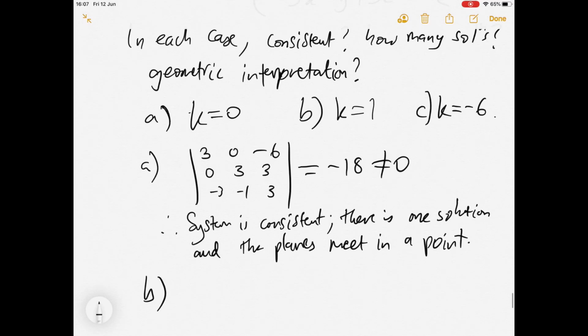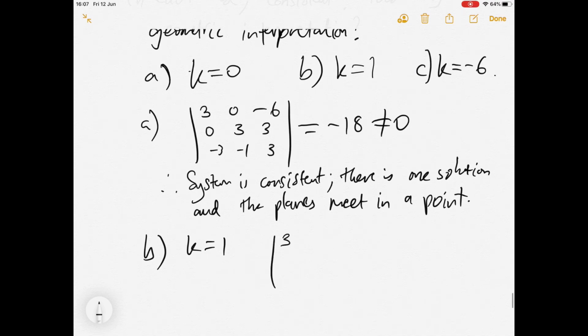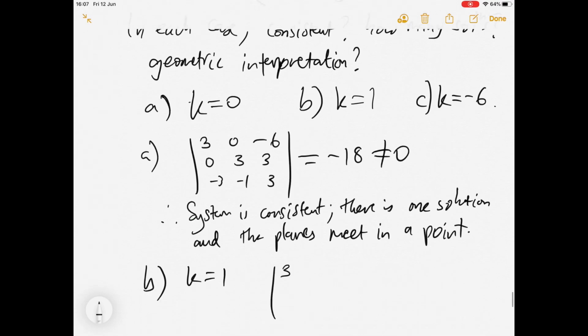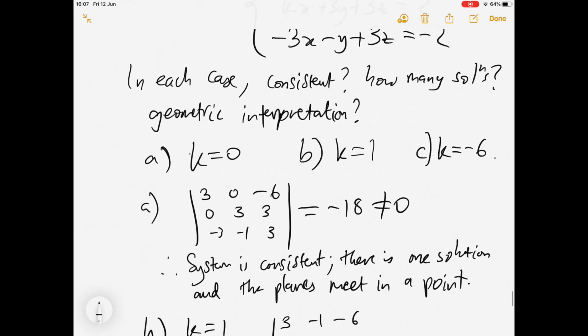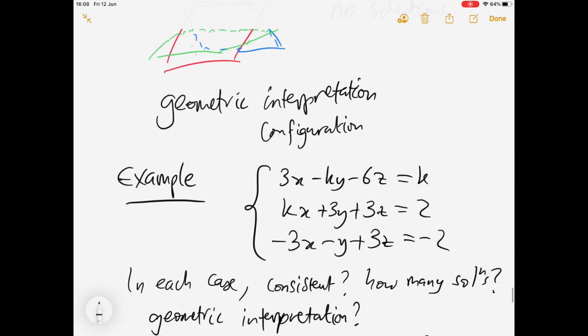Done. Okay, B. K is 1. So again, the best thing to check first is what is the determinant of the matrix. So we have now 3, minus 1, minus 6, 1, 3, 3, minus 3, minus 1, 3. Yeah, so in this case, the determinant is going to be 0, which is bad news because it means we're not in that first case. So we have many other cases to consider.